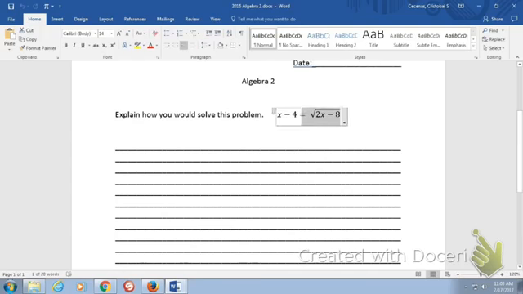So in here, your answers should be, you should get x is equal to 4 and x is equal to 6, and they both work out. So this should be your answers.